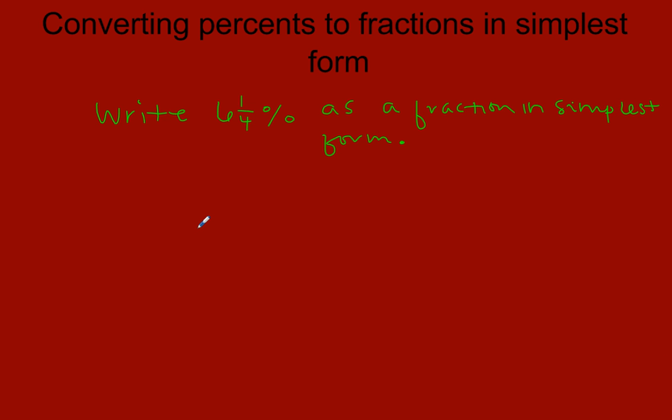So, while you're working on your homework on page 360, you will encounter number 5. It asks you to write the percent as a fraction in its simplest form. So, I have an example here, 6 1/4%, and we need to write it as a fraction in its simplest form. So we have to remember that a percent means out of 100, so it would be 6 1/4 out of 100 or over 100.